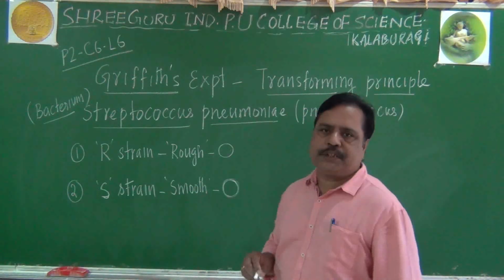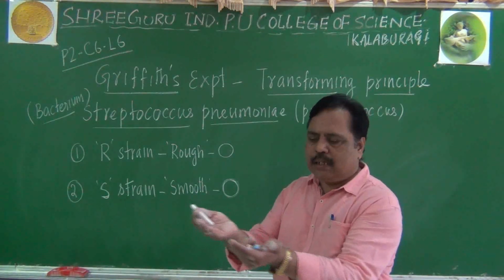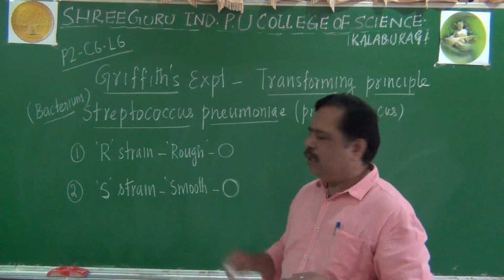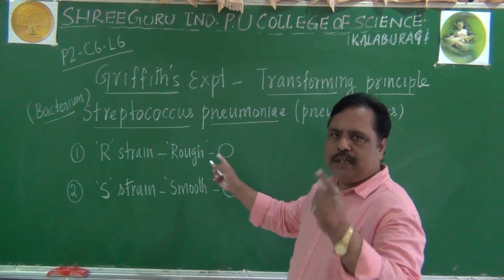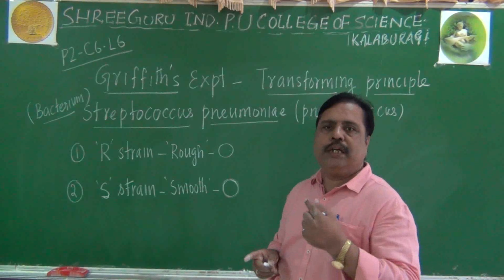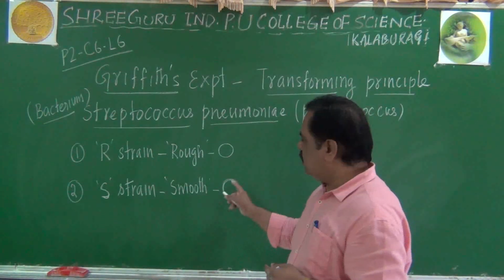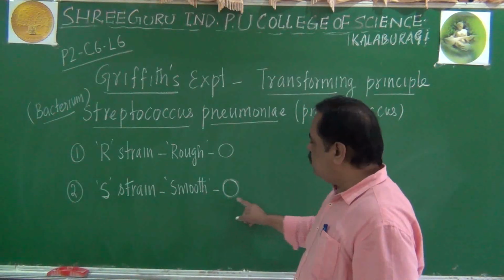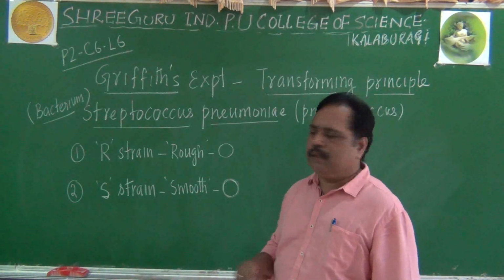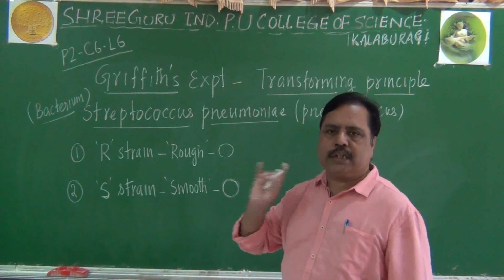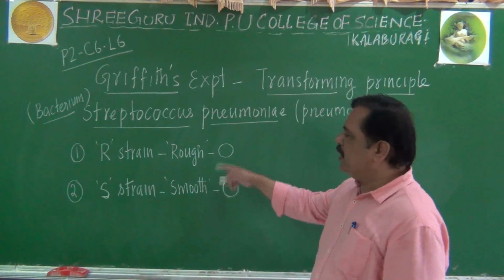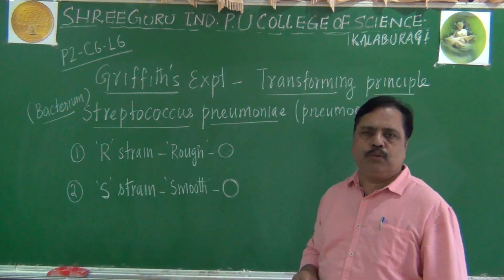Whereas this one is a rough strain. In the culture plate, if you observe, some of the bacteria are not shiny, but some of them are shiny in nature. The shining bacteria are called smooth bacteria due to the presence of a polysaccharide. Here there is no such extra polysaccharide present. Is there any other difference between rough and smooth?